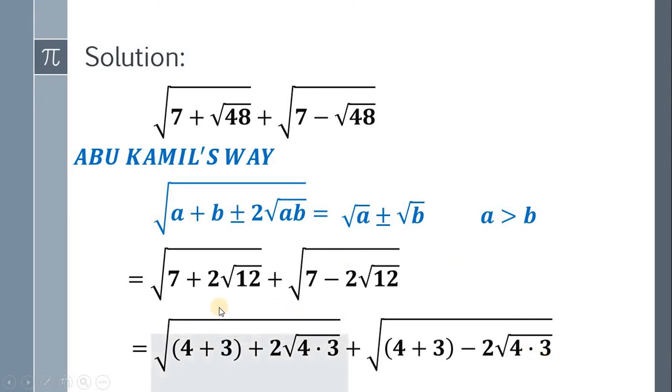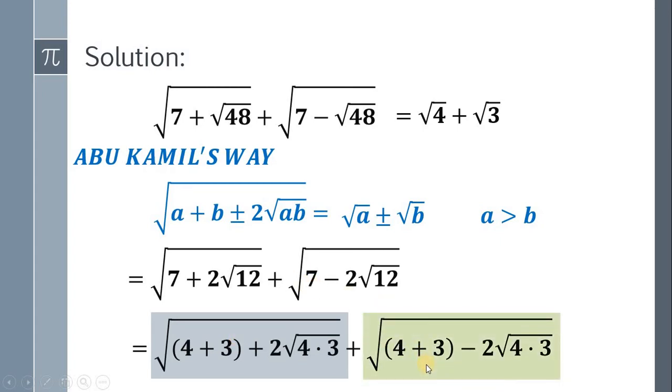Now, using Abou-Kamil's way, in this term, we will get square root of 4 plus square root of 3. Again, please take note that a must be greater than b. Therefore, in this case, a is equal to 4 and b is equal to 3. Now, we will do the same thing in this term. So, using Abou-Kamil's way, this becomes square root of 4 minus square root of 3.